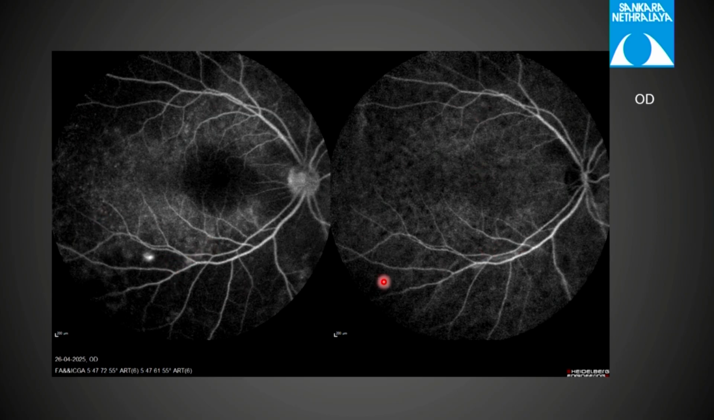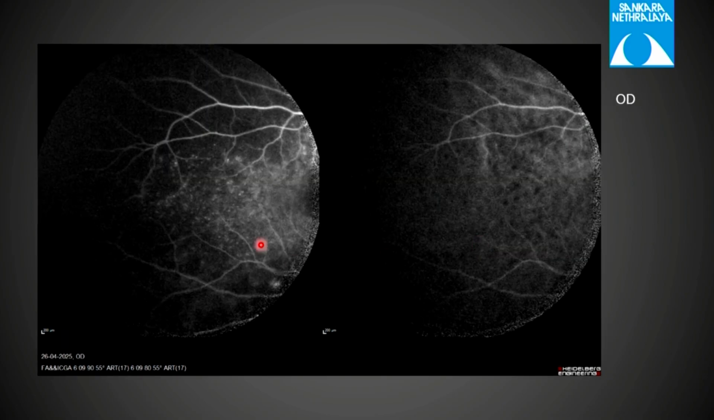This is the corresponding ICG image. Here you can see clearly, temporal and near the arcade, there is a pinpoint hyperfluorescence in the FFA image. In the ICG, you can see the corresponding areas appear to be hypofluorescent, which indicates that there is an inflammatory area there. So what are these pinpoint leaks?